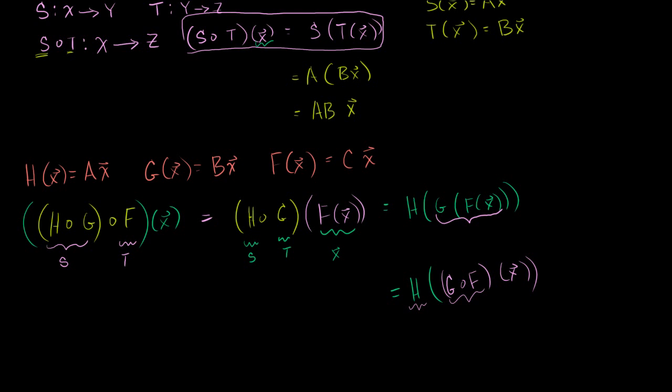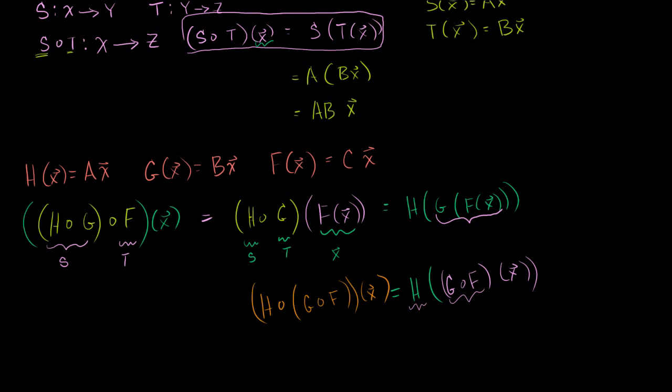So this is just equal to, all right, like this way. This is equal to, I just shouldn't write s's. This is the composition of h with the composition of g and f. And then all of that applied to x. Now, why did I do all of this?